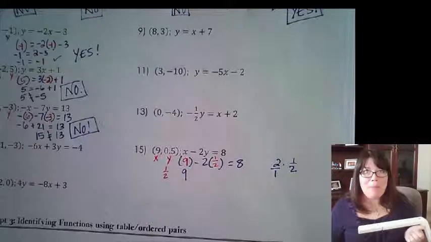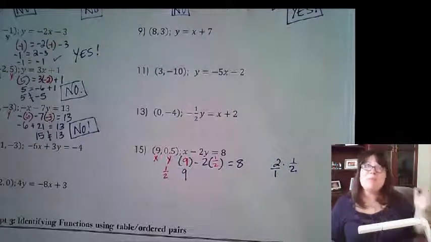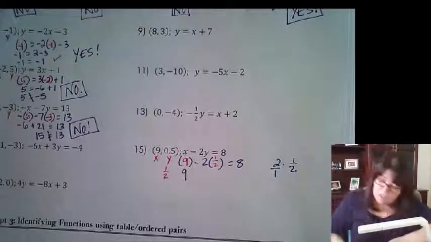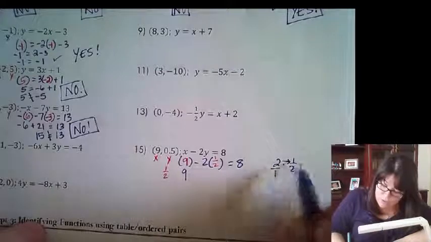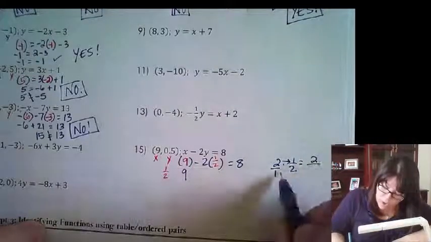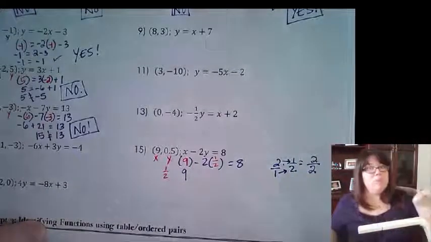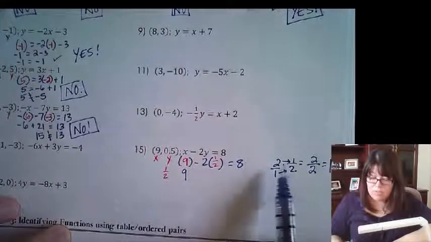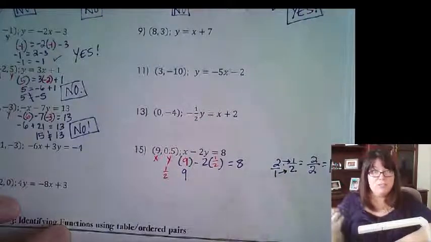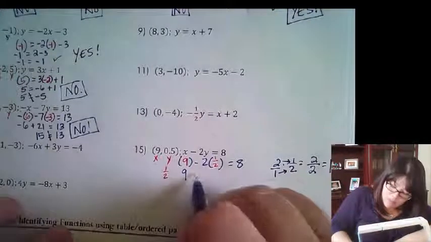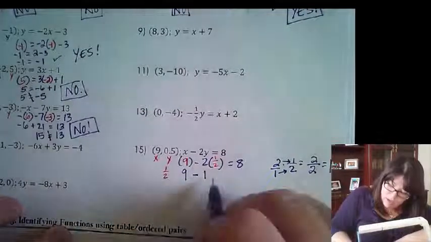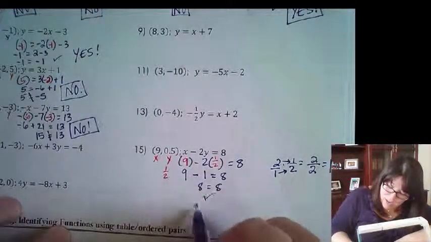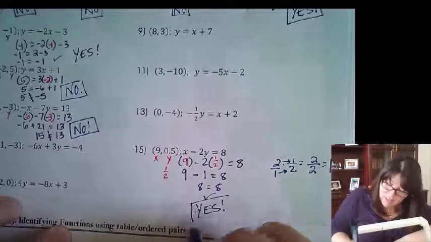Do you remember that rhyme from the first 9 weeks? Holy moly, that was so long ago. But it's the same rule even now. So multiply straight across. 2 times 1 is 2. 1 times 2 is 2. 2 over 2 is 1. So there you go. 2 times 1/2 is just 1. So minus 1 equals 8. 9 minus 1 is 8. That does equal 8. So yes, this lies on the line.